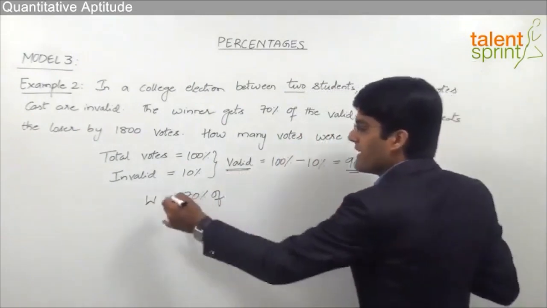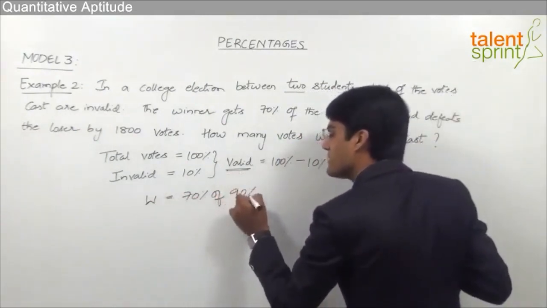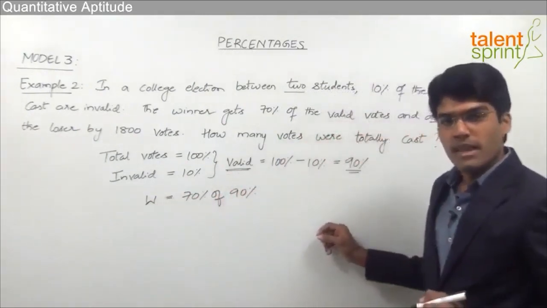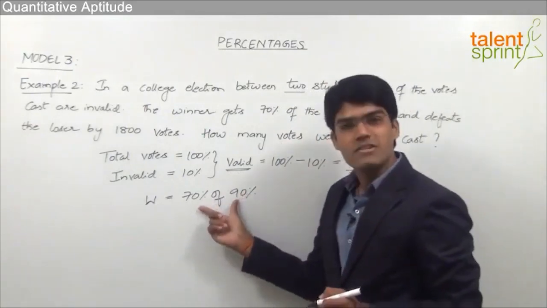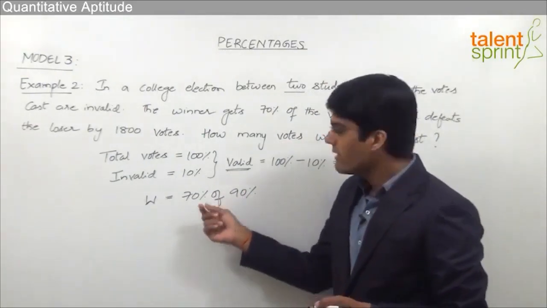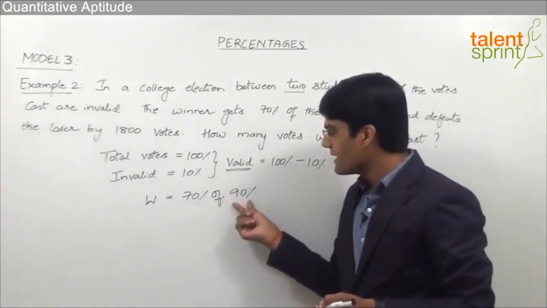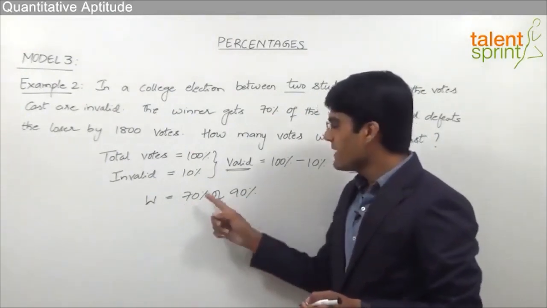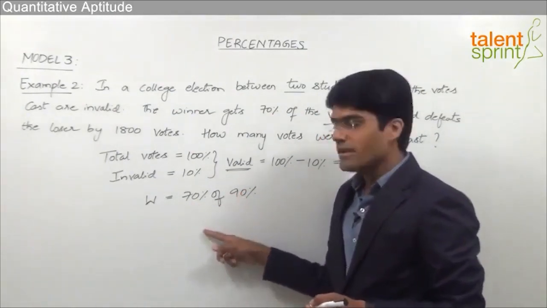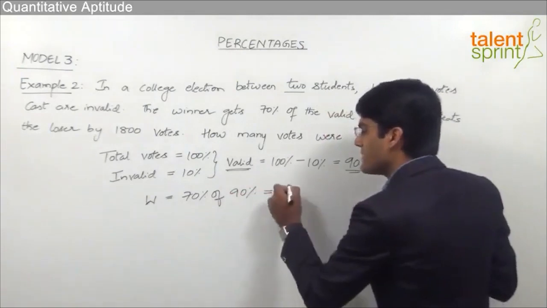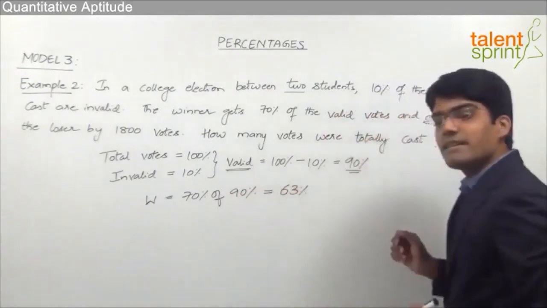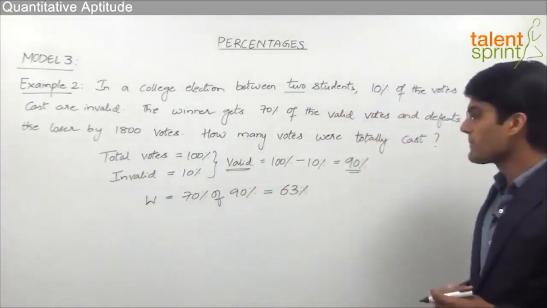So the winner here will be getting 70% of valid votes, which is equal to 90%. So now we can say that the winner has got 70% of 90%. And going by the concept of percentages of percentage that we have discussed earlier, we know that 70% of 90% will be equal to 70 into 90 by 100%, which comes out to be 63%. So the winner has got 63% of the votes.